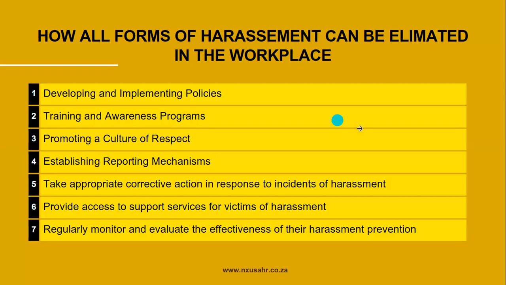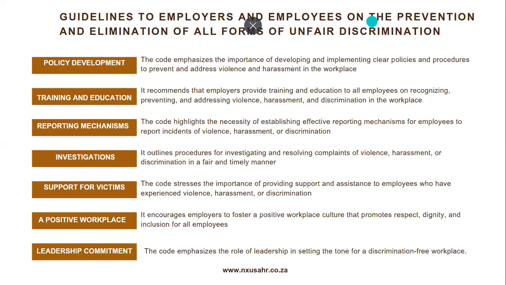Other ways that harassment, discrimination, and violence can be eliminated in the workplace are through training and awareness programs such as this. This kind of awareness training would be ideal as part of your onboarding or induction training. Then promoting a culture of respect, establishing reporting mechanisms for the victims, taking appropriate corrective action in response to incidents of harassment, violence, and discrimination, providing access to support services for victims, and regularly monitoring the effectiveness of your harassment prevention programs.